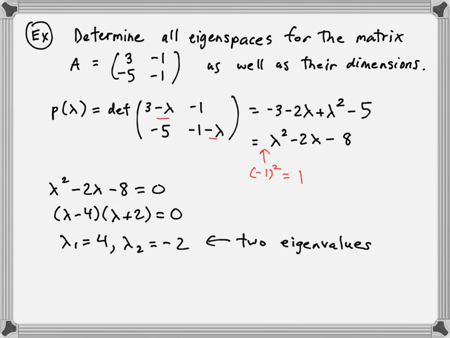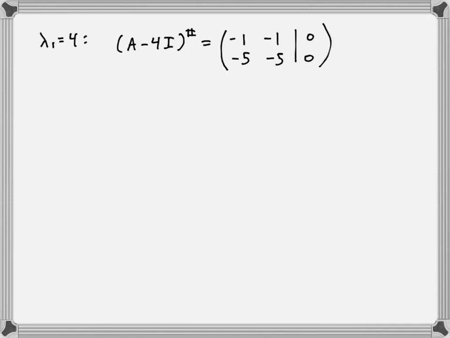So let's begin with lambda 1 equals 4. So for lambda 1 equals 4, we're going to do A minus 4I augmented. This is what we need to look at. And so we take away 4 from the diagonals of the original matrix we started with. We have negative 1, negative 5, negative 1, negative 5, and then 0, 0. Okay. Now what?